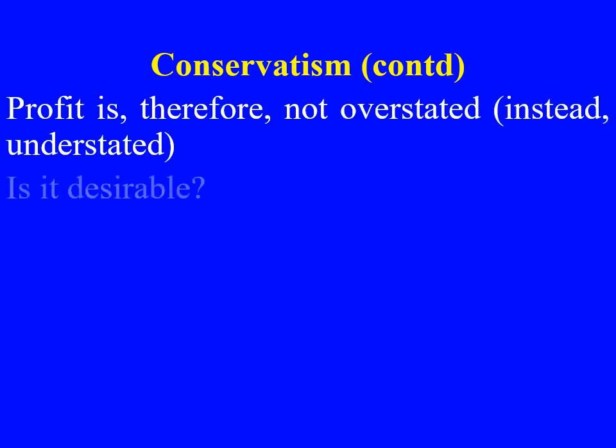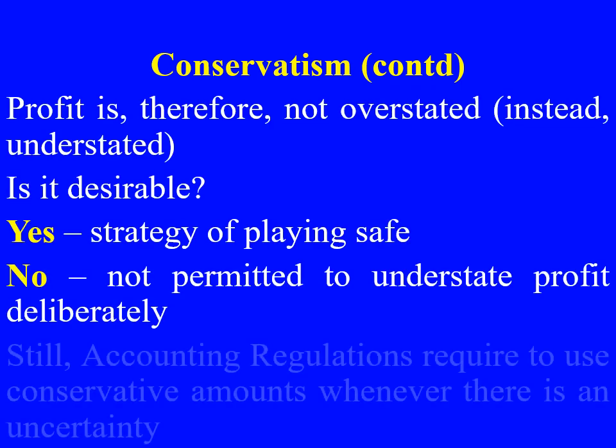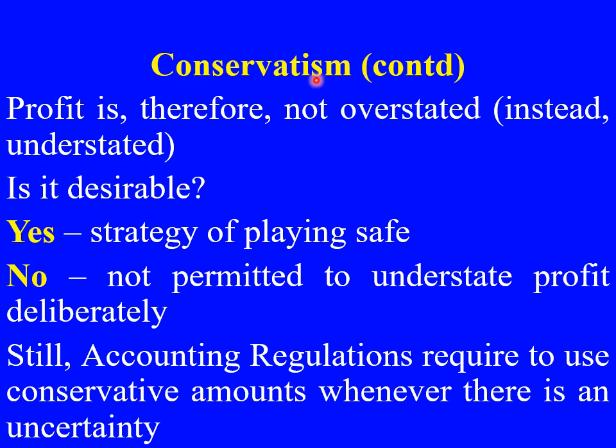So the next, when you follow the conservatism convention and keep reserves, profit is not overstated. It is desirable, because this is the safe strategy to play. If you overstate the profit and do not get the profit, then you are responsible. So it is not permitted to overstate the profit, nor understate the profit deliberately, but the future losses you need to identify and show in the books of account. That is what the conservatism convention speaks about.